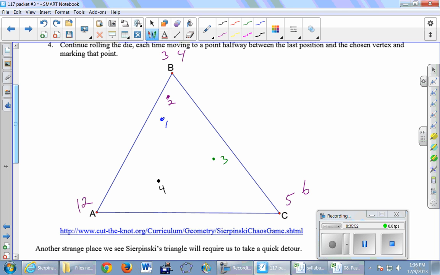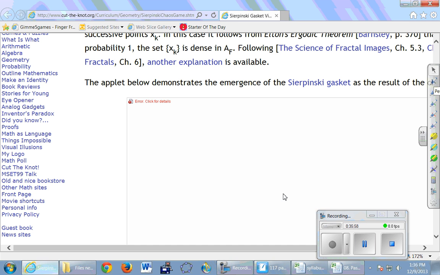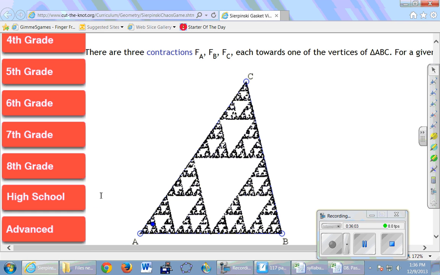Okay, so there's a website that I'm going to encourage you guys to check out later. And I'm going to pull it up here. So if we scroll down past the non-working applet, we get this. This is the shape that we would have if we just started putting dots all around, it would look like this, which we now have a name for. What is it called? Sierpinski's gasket or Sierpinski triangle.